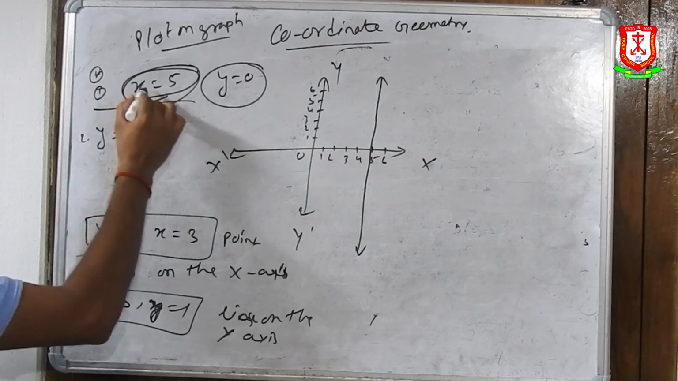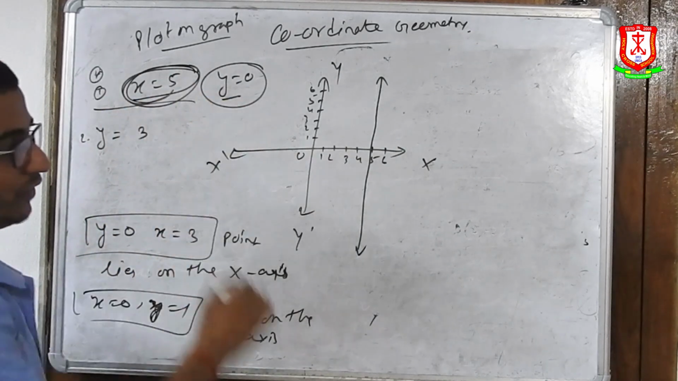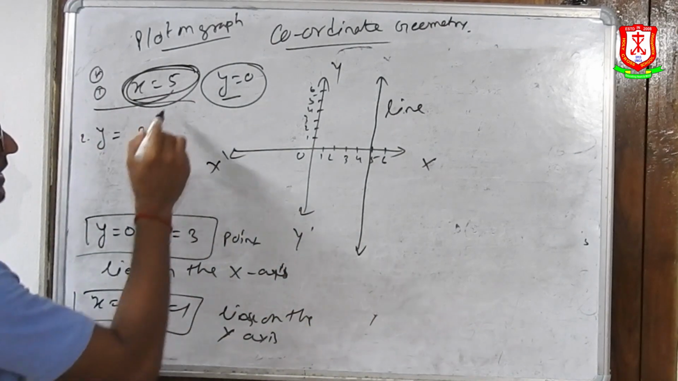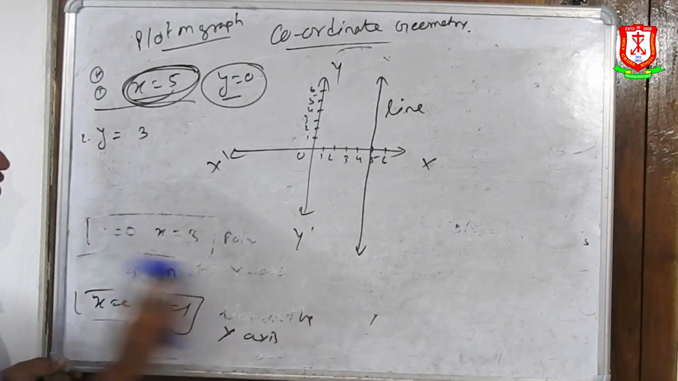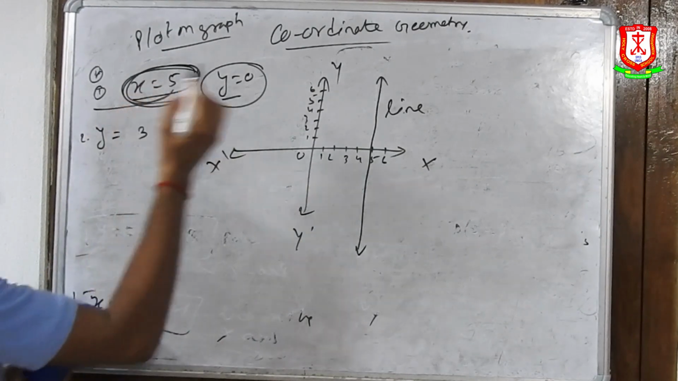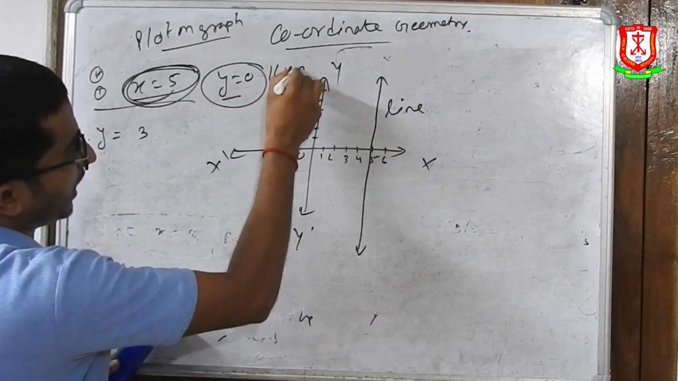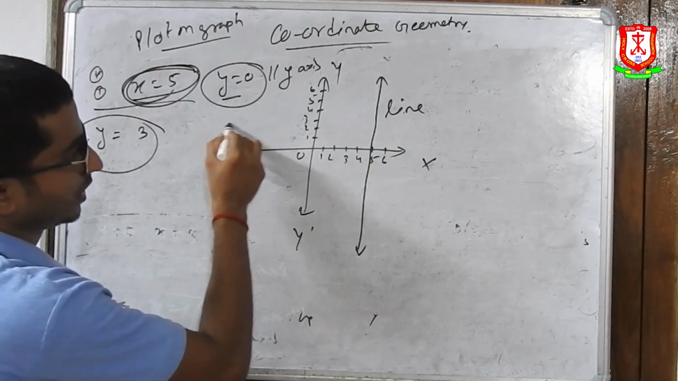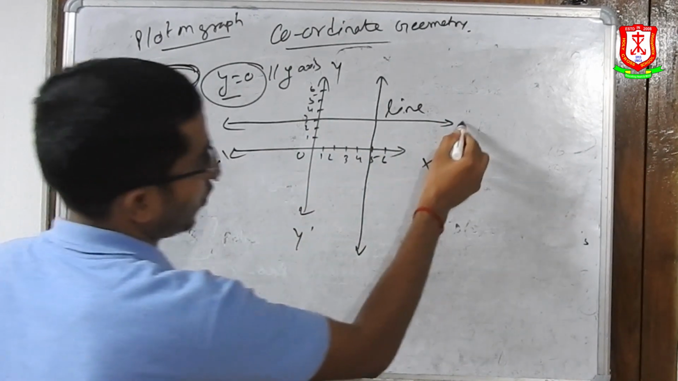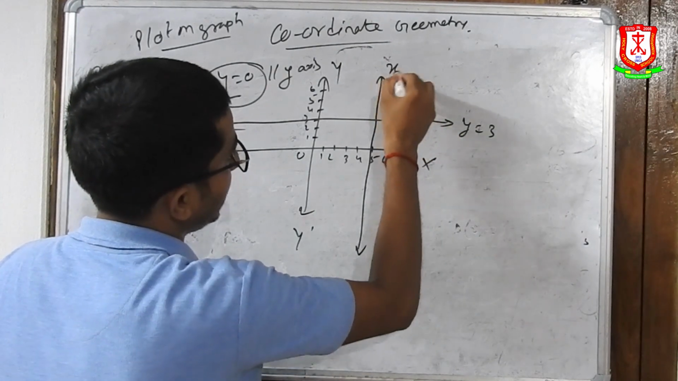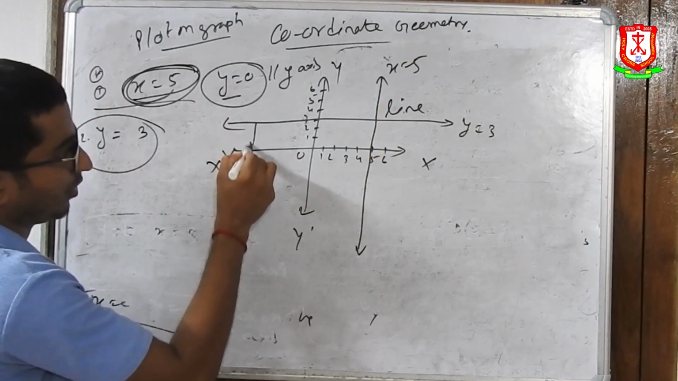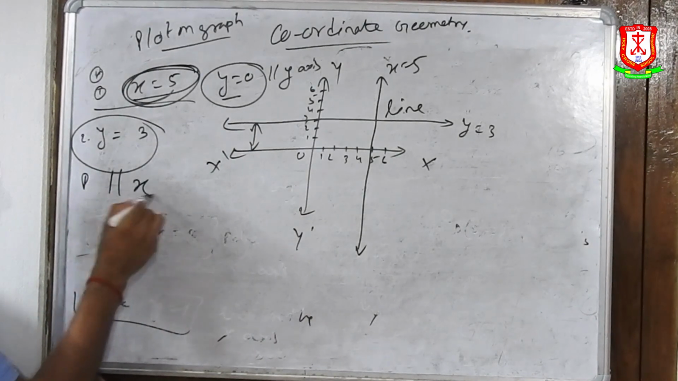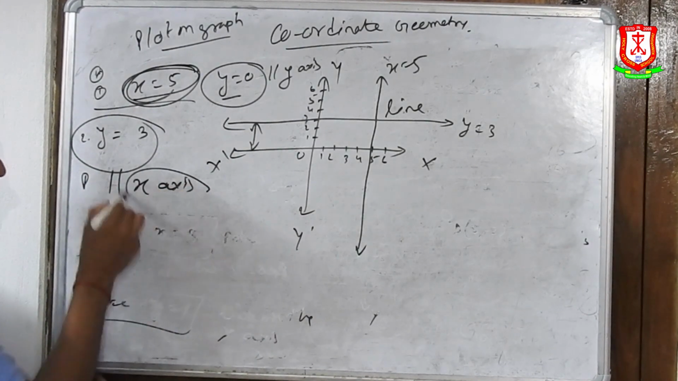Now see, when the value of x is given, the value of y is not given. If we draw the line, it is always parallel to which axis? It is always parallel to the y-axis. When the value of x is given, it is parallel to the y-axis. And when the value of y is given, suppose this one, here y equals how much? 3, and this is x equals 5. This line is parallel to the x-axis.